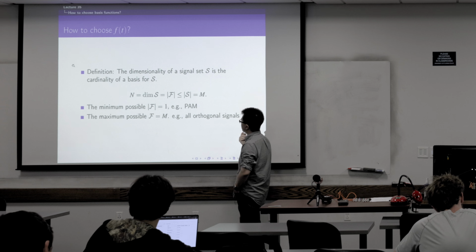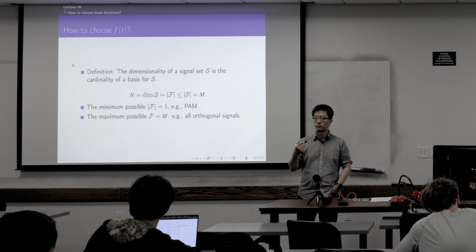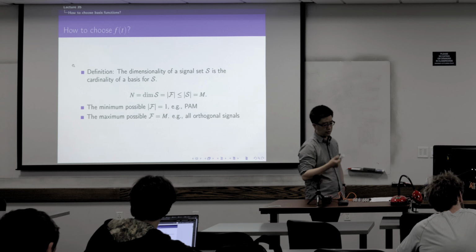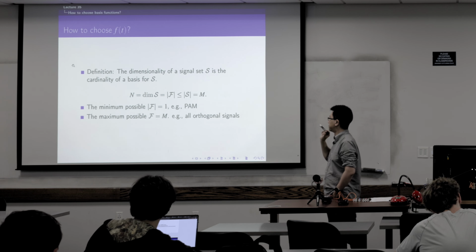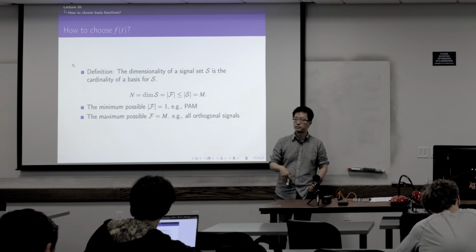So for example, for the antipodal case, our capital M is 2, because we have 0 and 1. In that case, we can transmit 1 bit per waveform, because we only have 2 cases of waveforms. You can see that the minimum possible number of basis functions in our basis is 1. In this case, we have seen one example, which is the antipodal case. Today we're going to see that PAM, the pulse amplitude modulation, is another case, so we only have 1 basis function there.